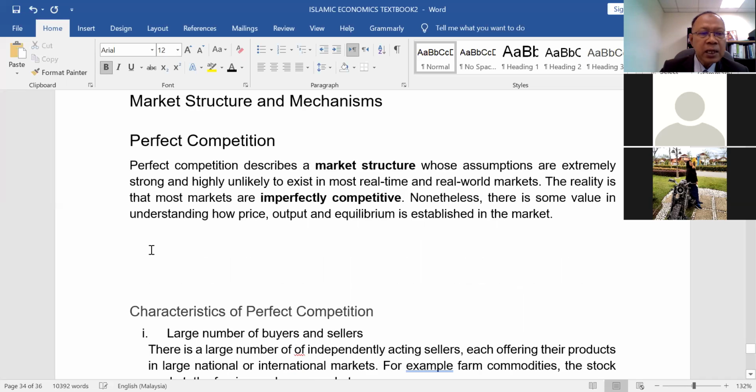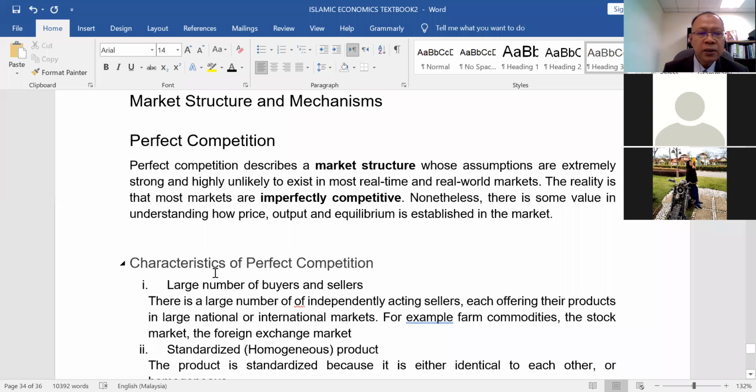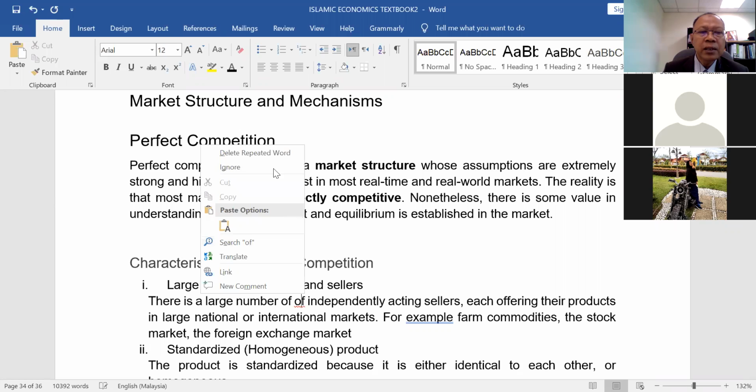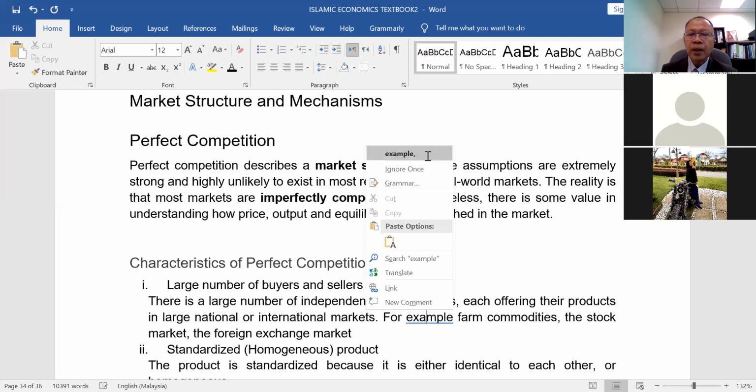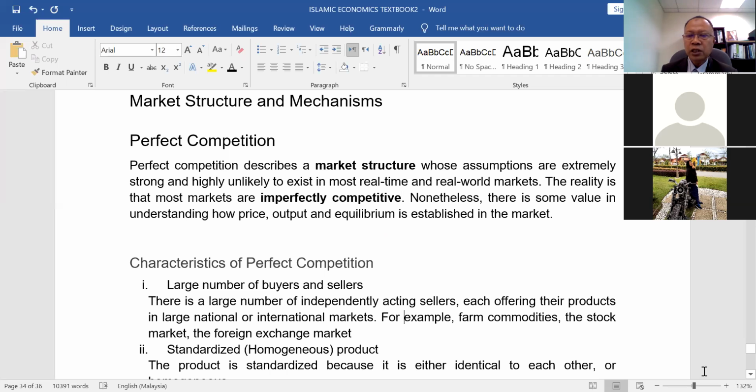So let's discuss some of the characteristics of perfect competition. The first characteristic: there is a large number of buyers and sellers. There is a large number of independently acting sellers. Each seller offers the product in a large national or international market, for example, farm commodities, the stock market, and the foreign exchange market.